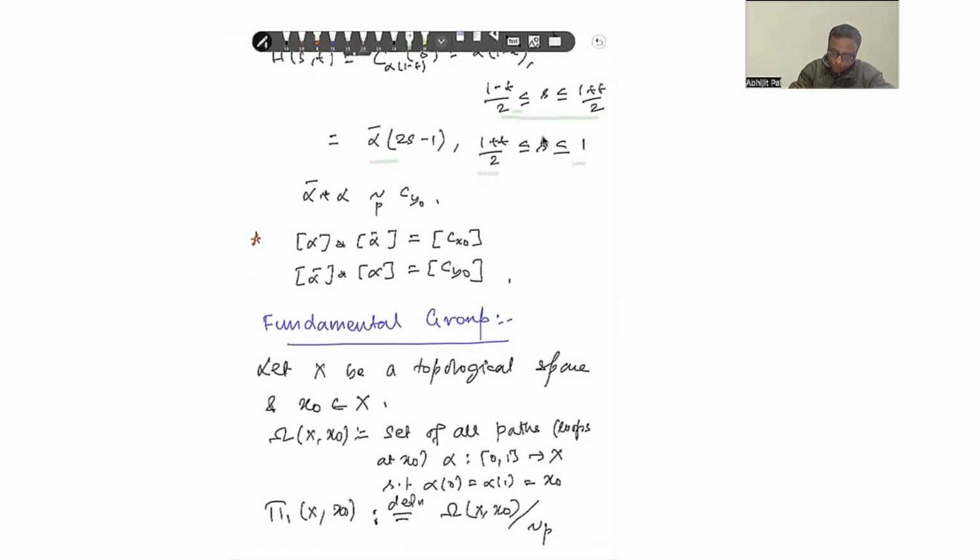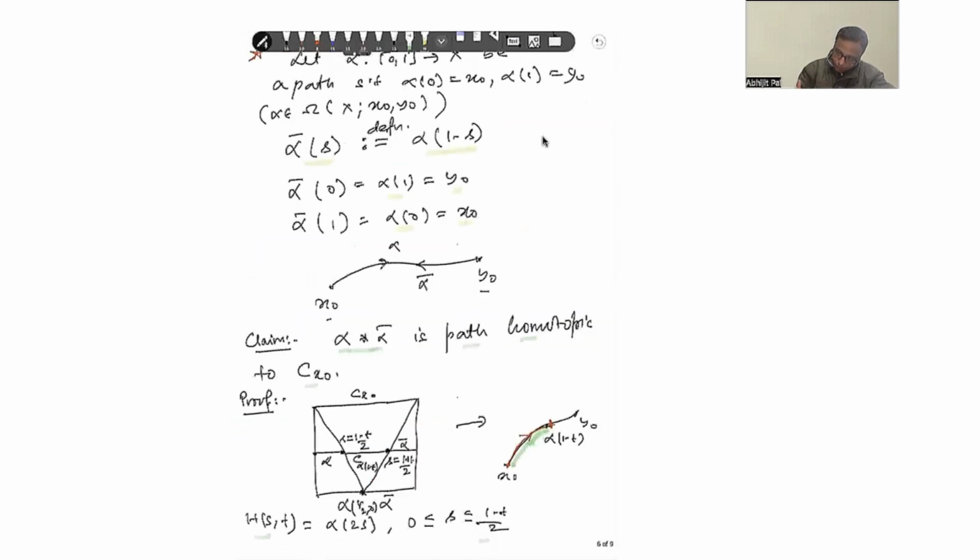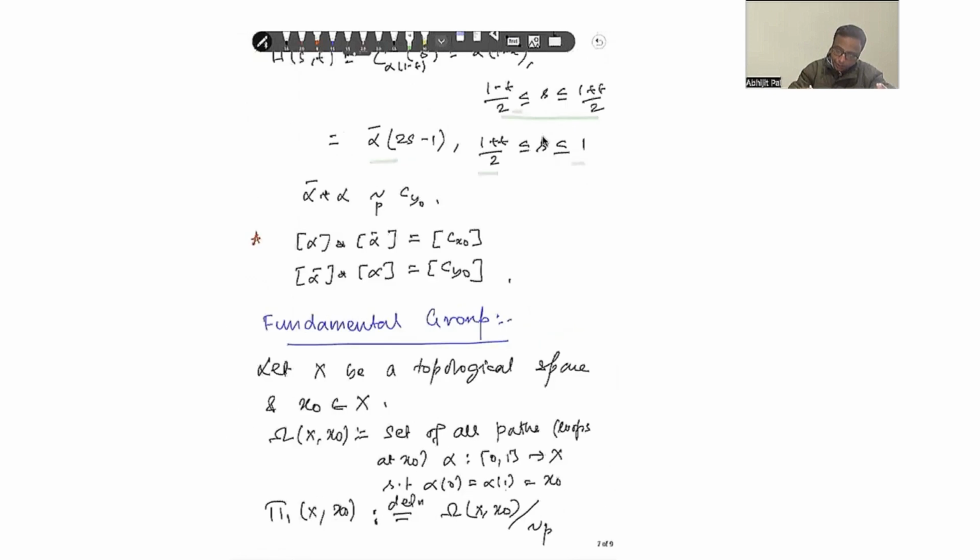By this homotopy, alpha star alpha bar is path homotopic to c_x0. Similarly, you can prove that alpha bar star alpha is path homotopic to c_y0. So again, we have these two equations.